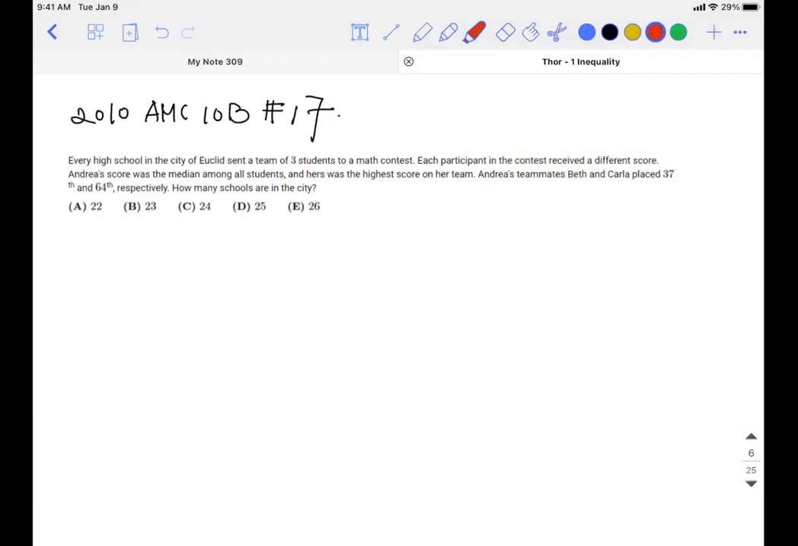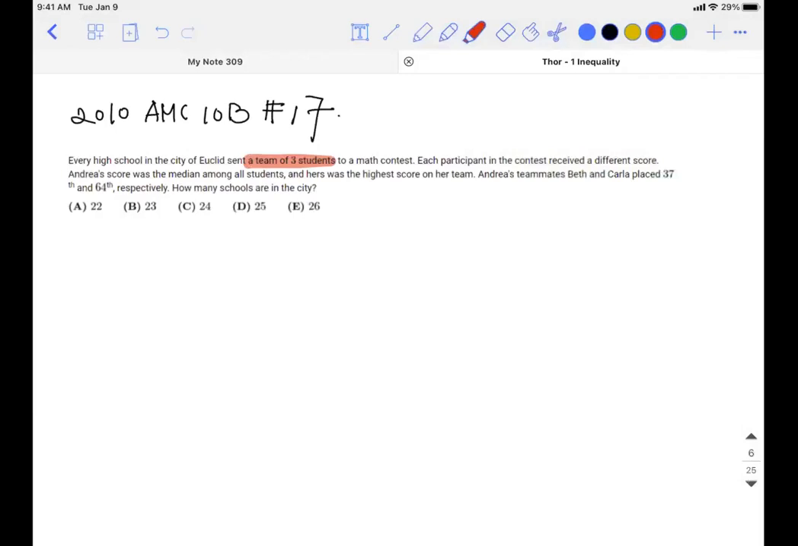All right, so let's have a look at the problem altogether. The problem says every high school in the city of Euclid sent a team of 3 students to a math contest. A team has 3 students, so how many high schools? You just basically multiply by 3. Each participant in the contest received a different score. It means there are no ties, so everyone has a different score.